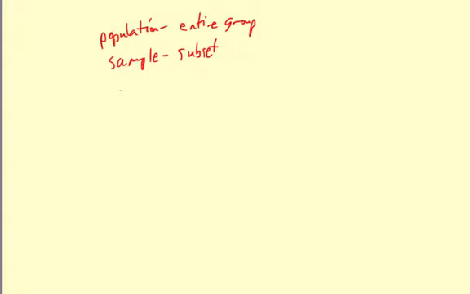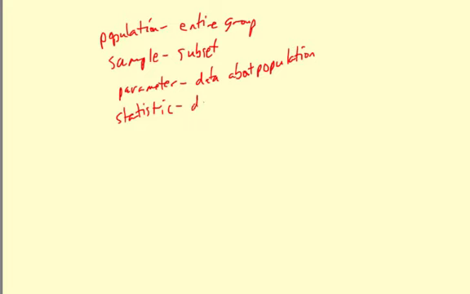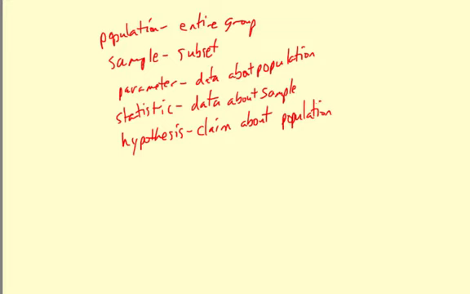A parameter is a numerical description of a population characteristic. In other words, it's data about the entire population. And a statistic is data of the sample. Then there's a hypothesis, and that is a claim about a characteristic of the population. In other words, it is a piece of information that you haven't verified yet, but you're saying it.